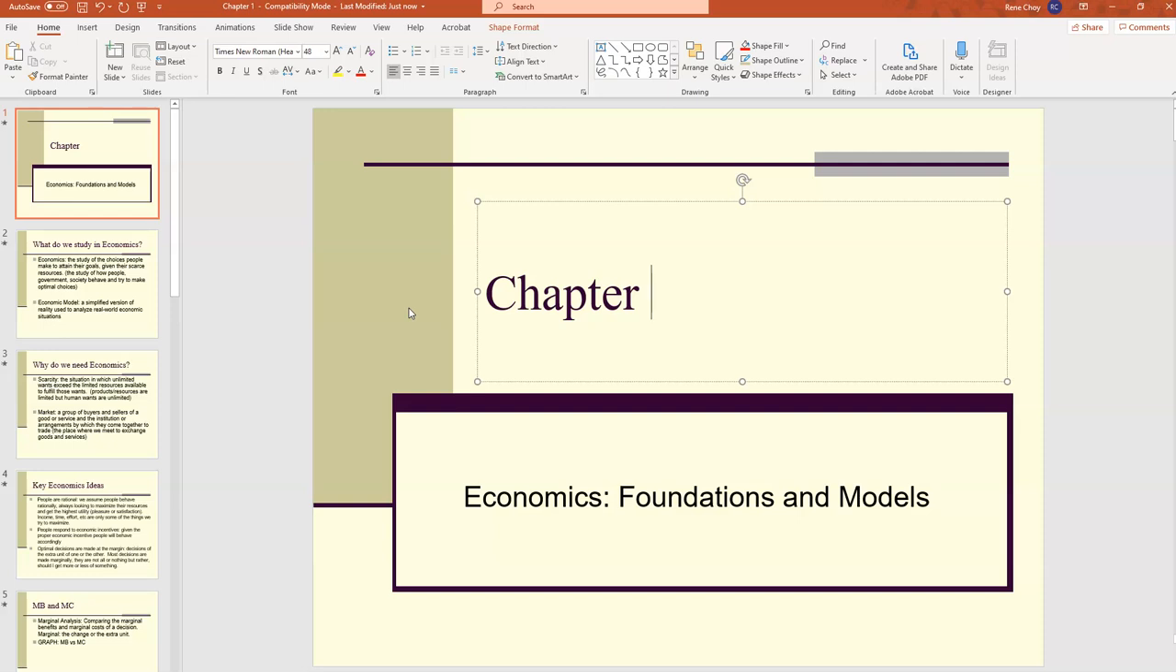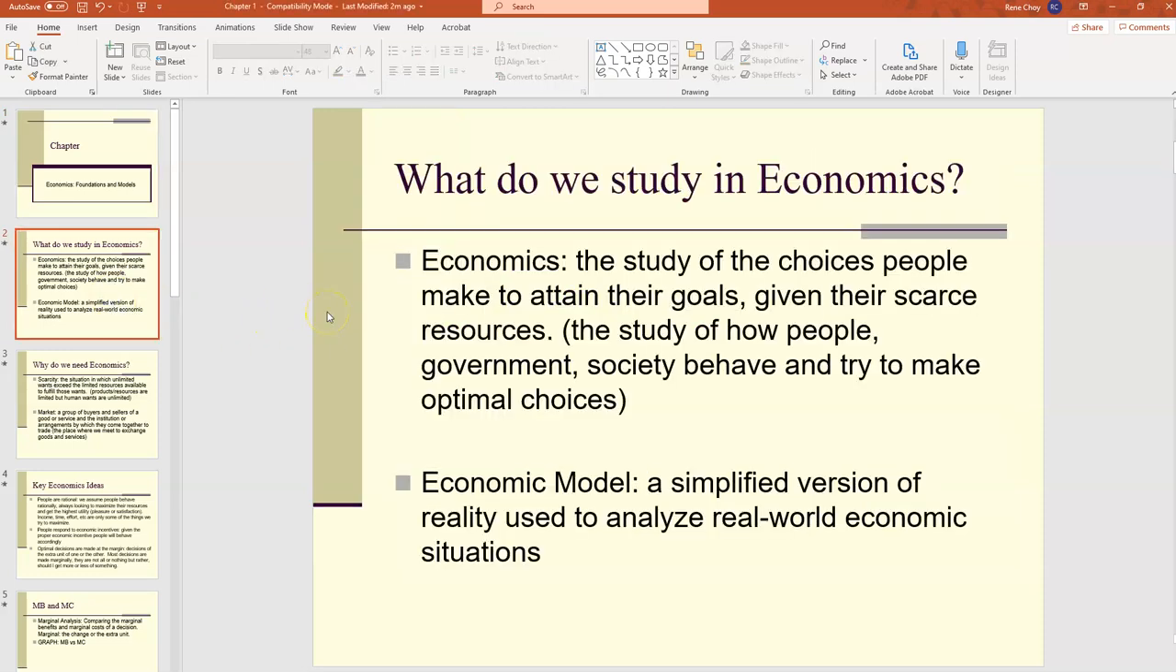So in this particular chapter, we give you the foundations and the beginnings of what exactly you study when you study economics. So what exactly is economics? I remember when I decided that I was going to study economics, it was a little difficult to explain to my family what exactly I was studying.